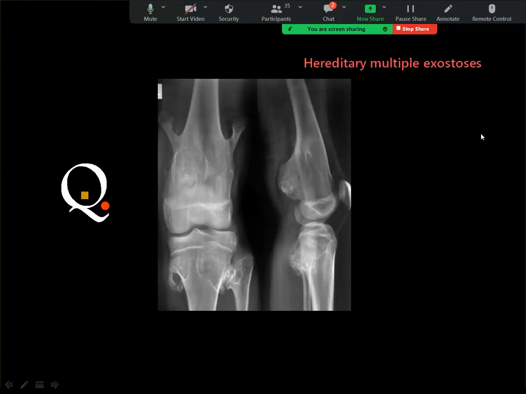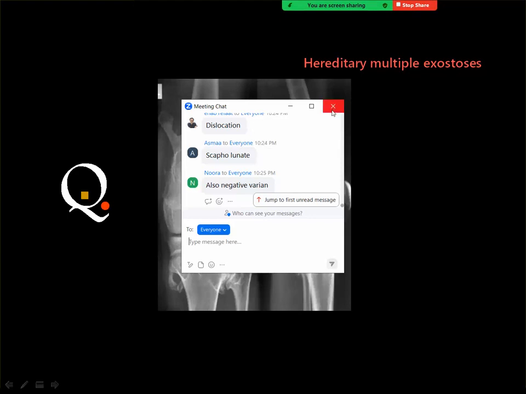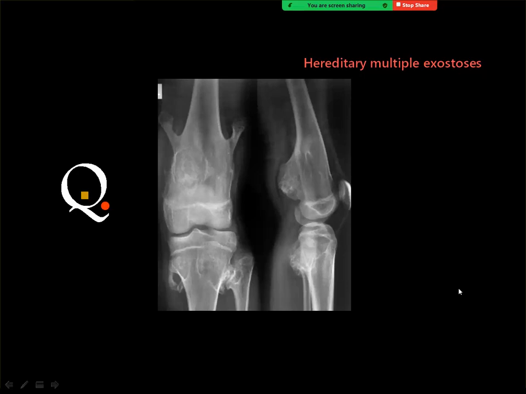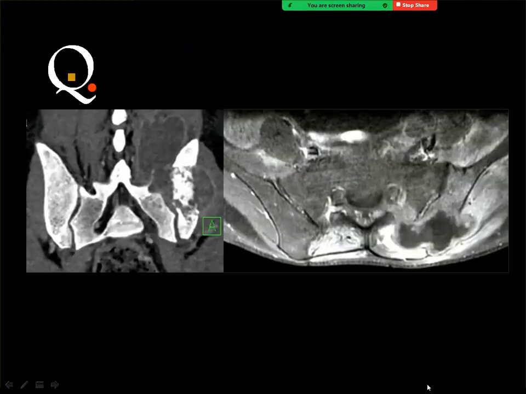Next case is a child. The epiphysis is not yet closed, and okay, the previous case, negative ulnar variance. Okay, and this is diaphyseal aclasis or hereditary exostosis. You have multiple osteochondromas with abnormal bone remodeling distributed throughout the skeleton.